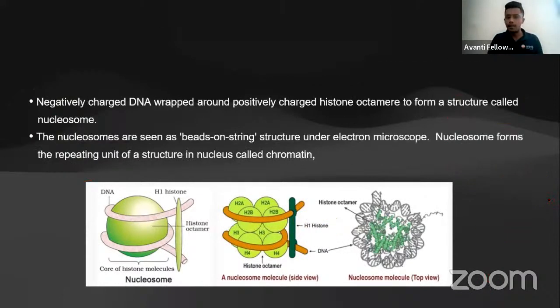Now, once we have this histone octamer, when we look at this structure under an electron microscope, we can see a beautiful pearl chain-like structure, right? Here they're quite organized like beads on a string. We call it the beads on a string model, or it is also called the nucleosome.